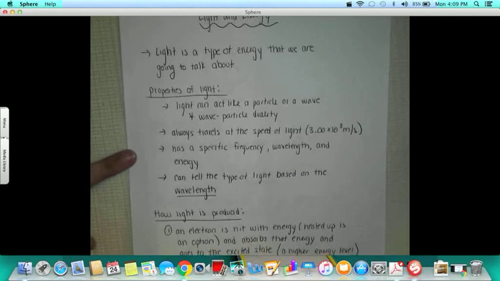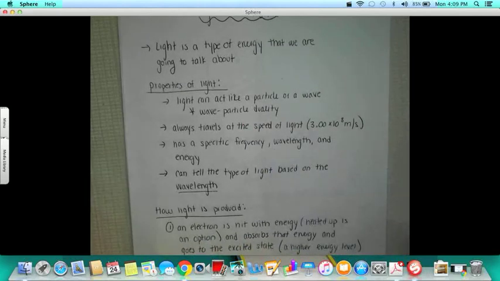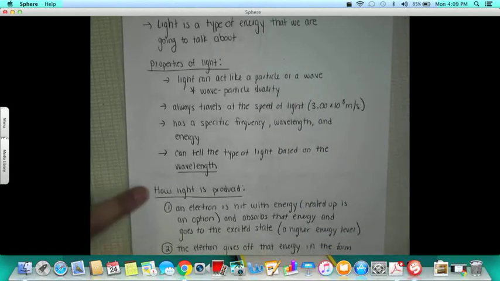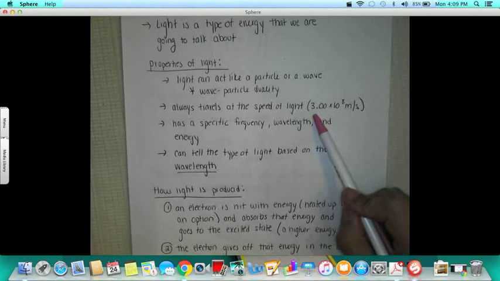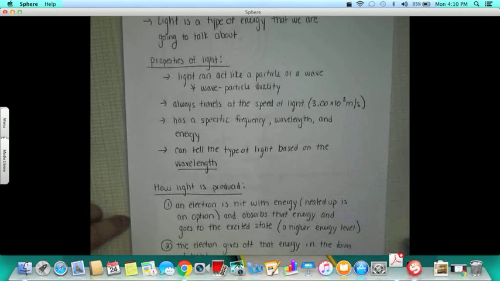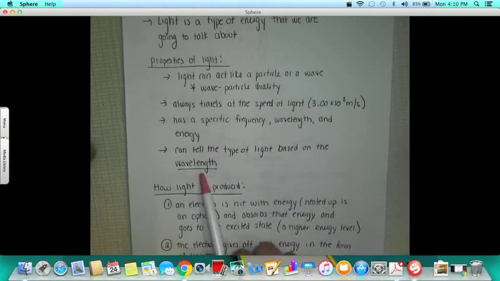The first one is that light can act like a particle or a wave, and we call that property wave-particle duality. The next thing that we need to know is that light will always travel at the speed of light, which is 3.00 times 10 to the 8th meters per second. It does not matter the type of light it is, so it can be visible light, it can be X-rays, it can be gamma rays, it will always travel at that speed. What does change, though, is the frequency, wavelength, and energy. And it's the wavelength that's going to tell us the type of light that it is.